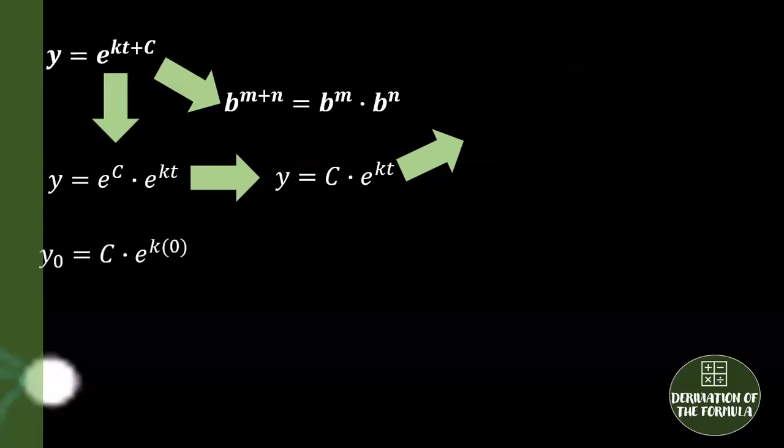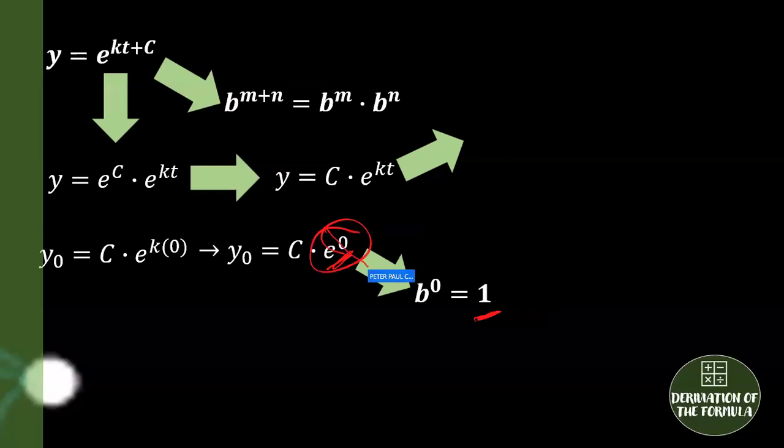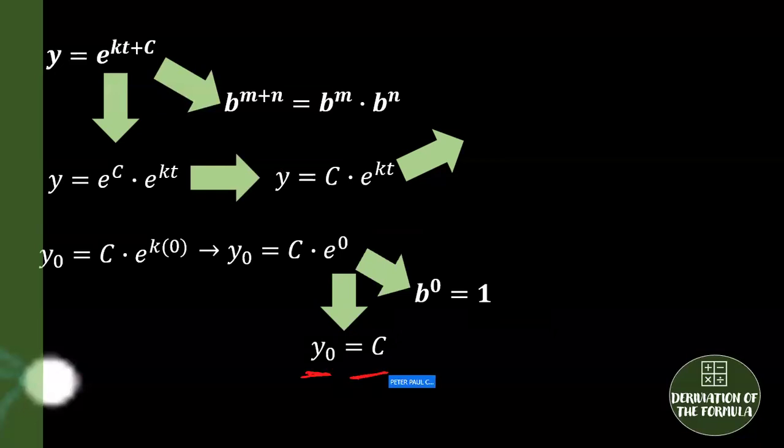So it becomes y sub 0 is equal to c times e raised to k times 0. And k times 0 is 0, so we have e raised to 0. But remember that any number raised to 0 is 1. So we can replace this one as 1. So what is 1 times c? 1 times c is c. Therefore, we can conclude that the initial condition, y sub 0, is equal to c.